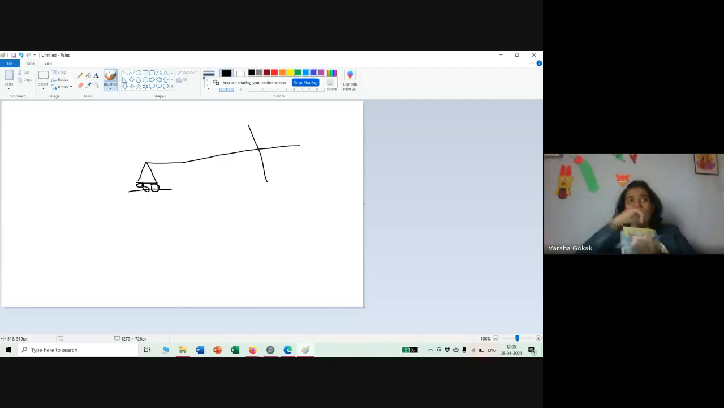See, I've placed two pens. If my video is visible, there are two pens which will act as a roller, and this is a beam. It is placed on the roller now like this. So now tell me, is the beam allowed to move in vertical direction?